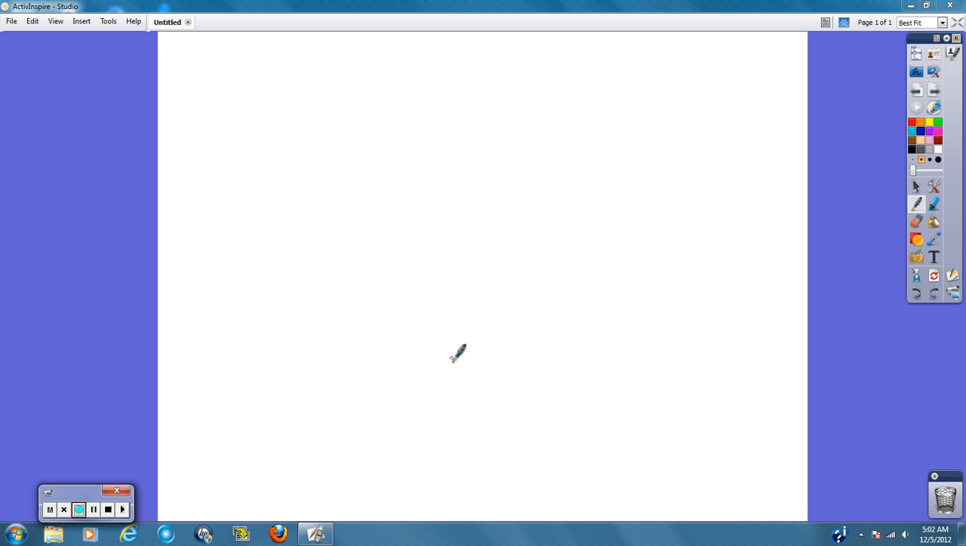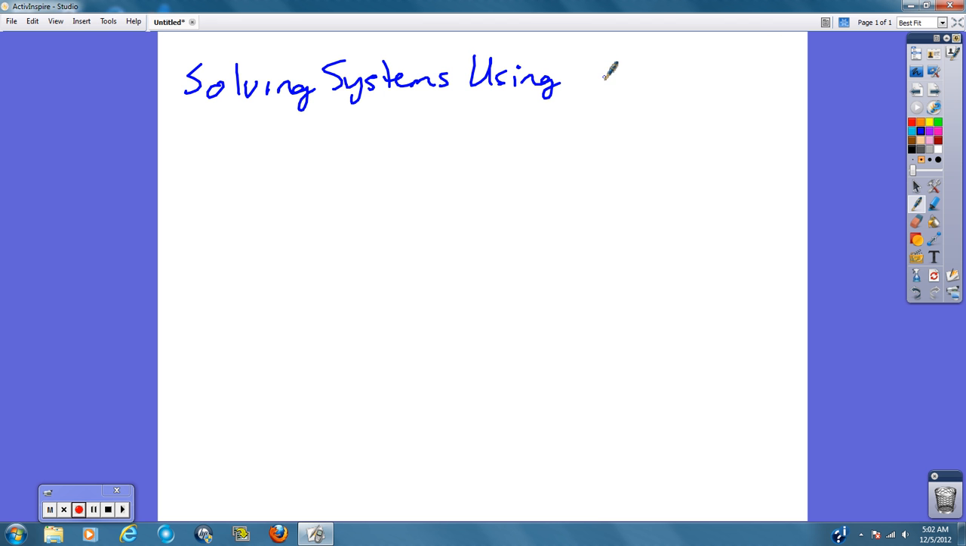So in this first one, let's put our title up here. When we use substitution to solve our systems, it's exactly what it says. You substitute or you replace one thing with another. Those of you who play sports, you understand that reference. You replace one player with someone else. So here we're going to replace one variable or expression with something else.